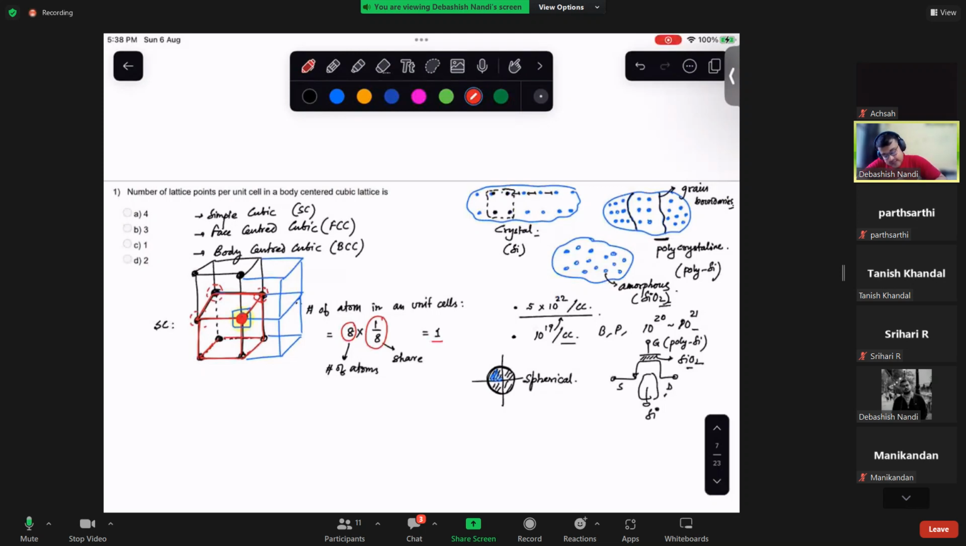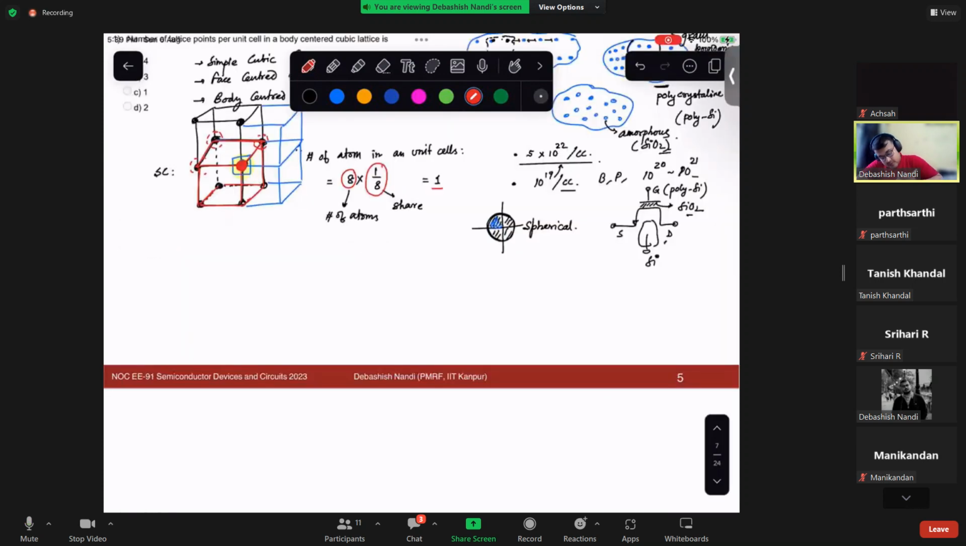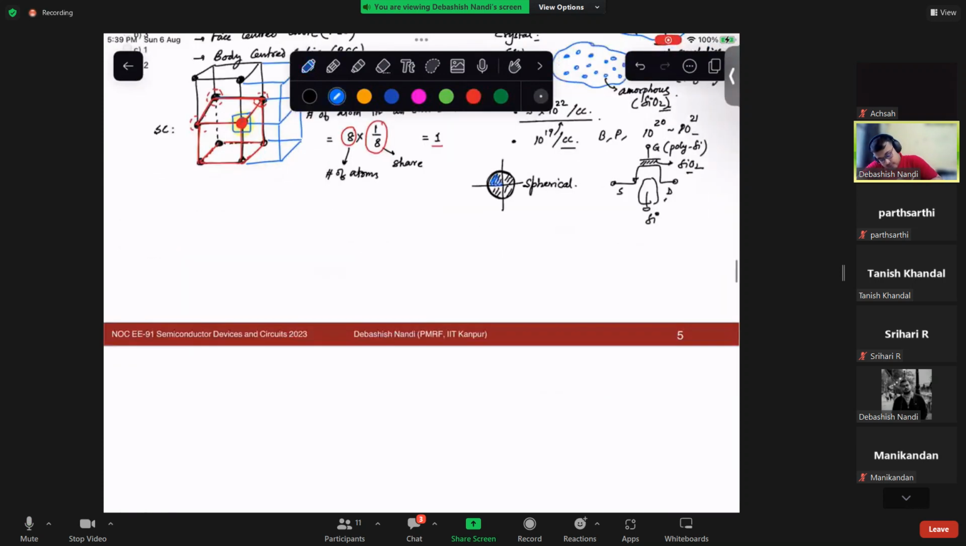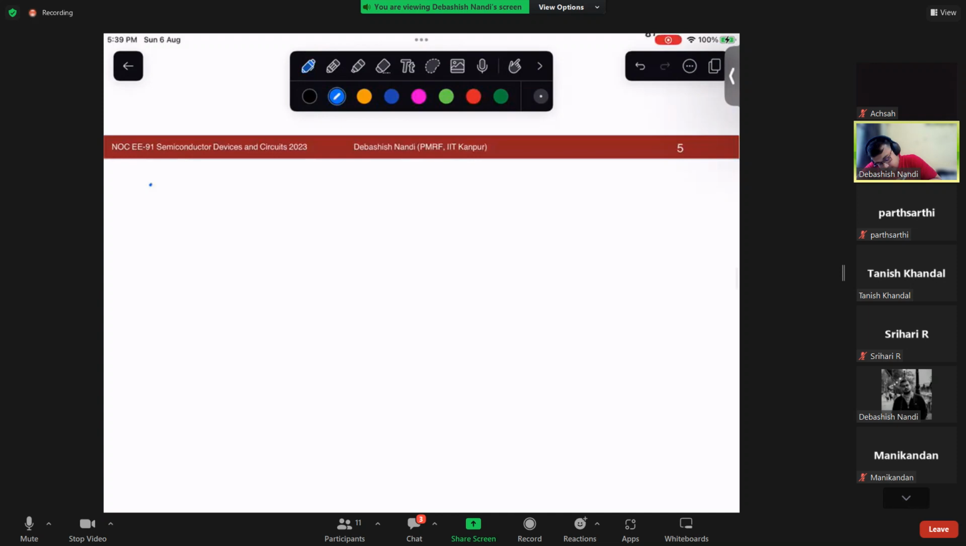Let's go to the face centered one. So what is additional in face center? But first of all, you notice that it is also cubic. So you have 8 corner atoms, that is from this cubic term, and another one is face centered.